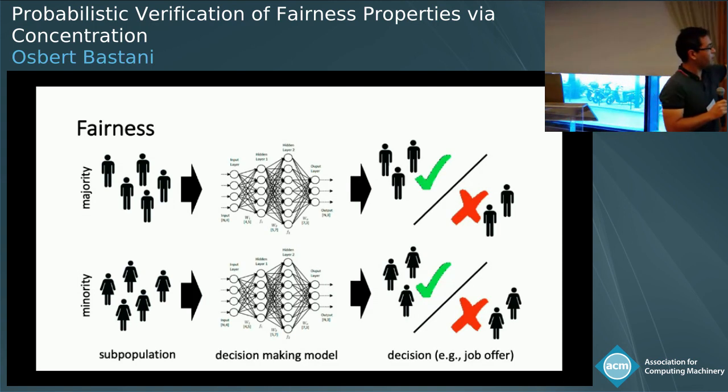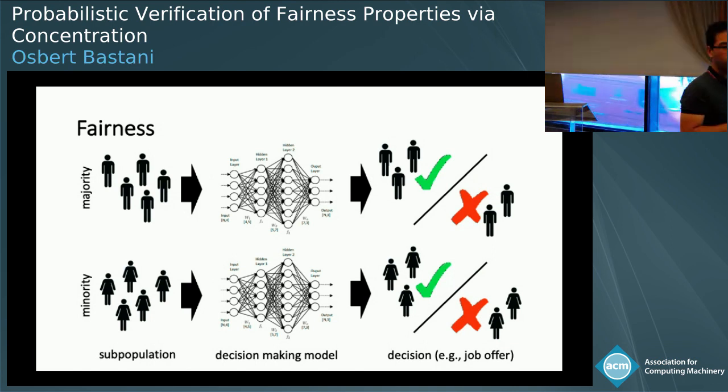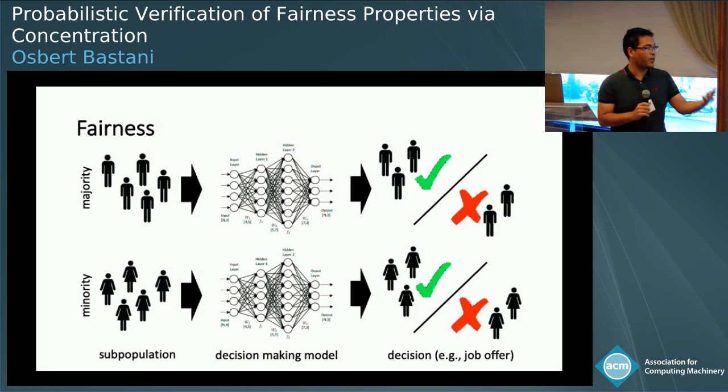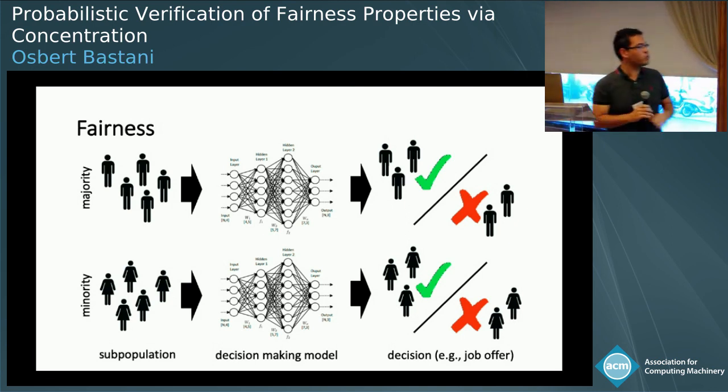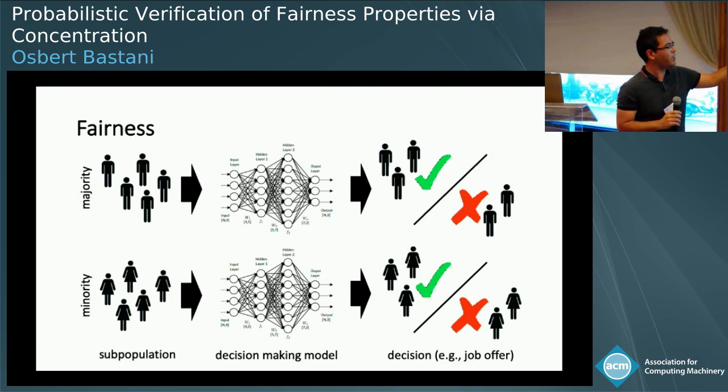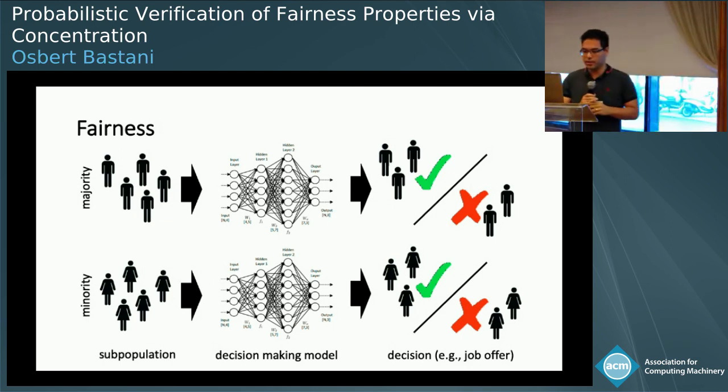We have two subpopulations, a majority and a minority subpopulation, and they're both being fed to the same decision-making model, which is making some decisions, such as whether or not to offer a job candidate a job. And we want to make sure that in this context, the decision-making model is not discriminating against the minority subpopulation.